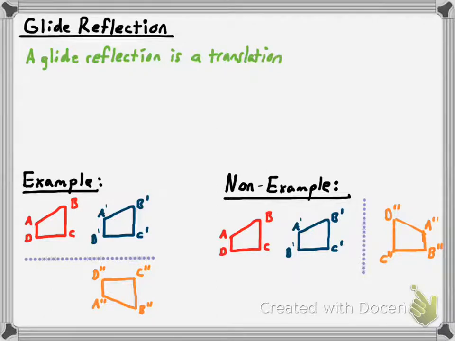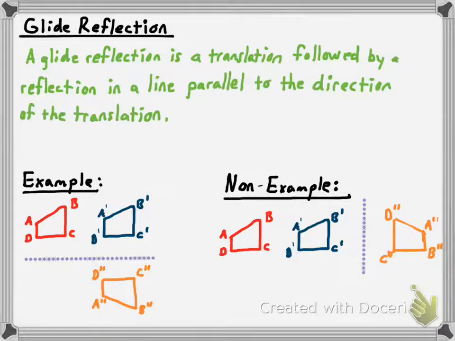followed by a reflection, and that much I already explained to you, but here's the new caveat that I'm throwing in. The reflection has to be in a line that's parallel to the direction of the translation.